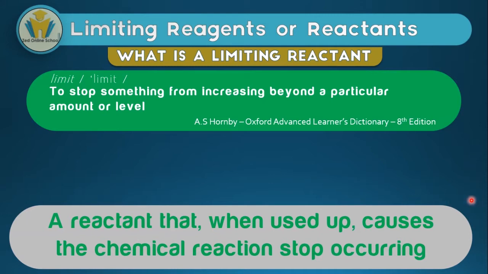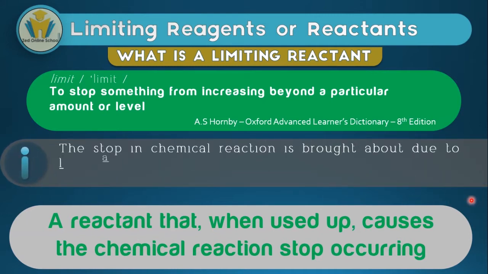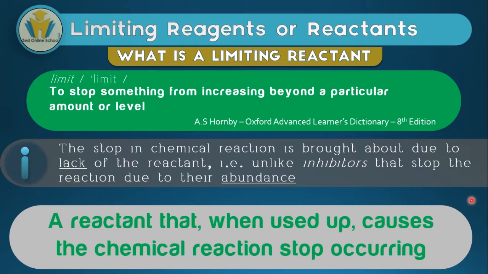Right here, it's very important to get the difference between a limiting reactant and an inhibitor. These two things might be confused if you don't really understand what a limiting reactant is. A limiting reactant will cause the reaction to stop because it's not part of the reaction anymore. But an inhibitor will stop the reaction because it's present as the reaction is happening. It's very important to know this key difference between limiting reactants and inhibitors. And don't forget our definition of a limiting reactant. It's very important, especially this part which says when used up.